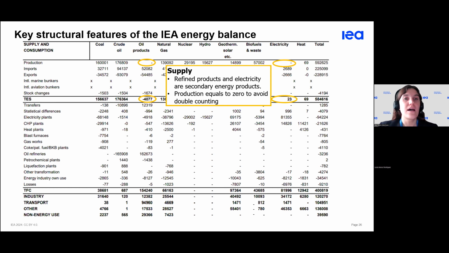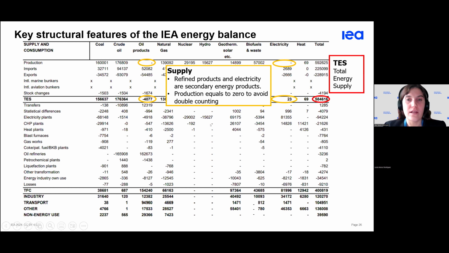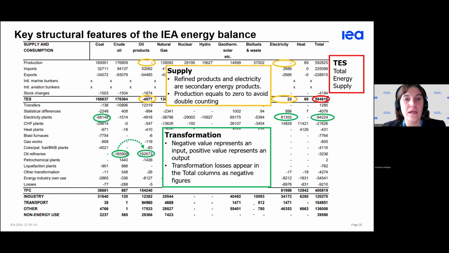Well, it's because oil products and electricity are actually secondary products. So they are output from transformation, and therefore their output is represented in the transformation sector as opposed to the supply side, because it's not truly a primary energy form, it's a secondary energy product. This is also to avoid double counting so that your total energy supply is representative of your primary energy within a country. So now let's look at the transformation sector.